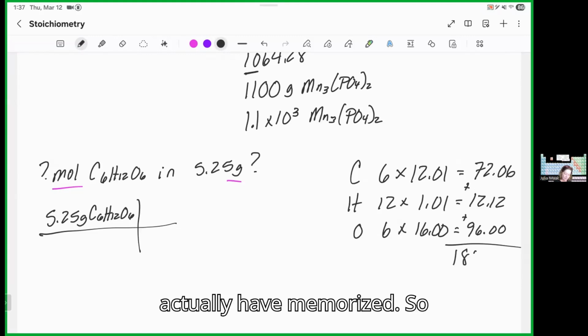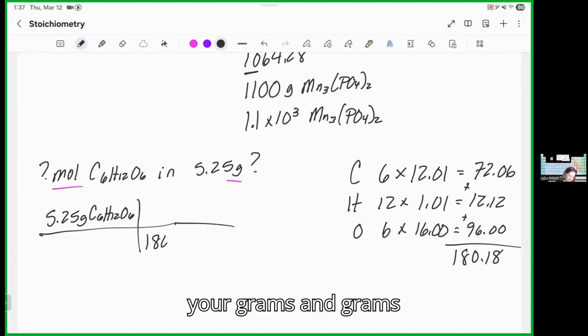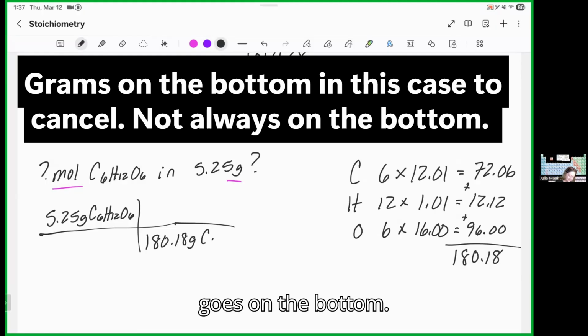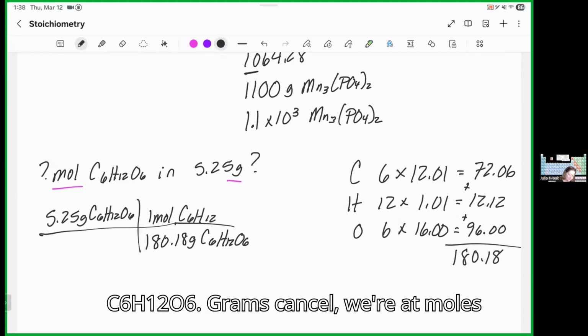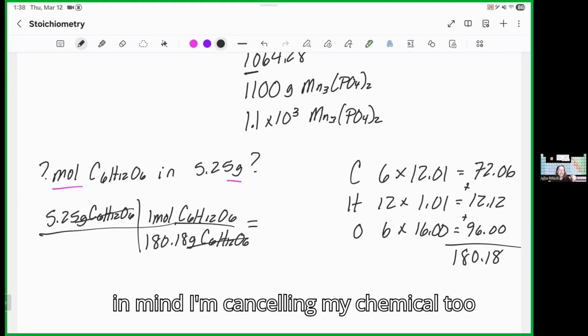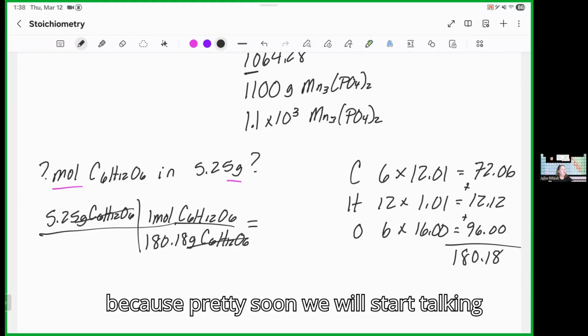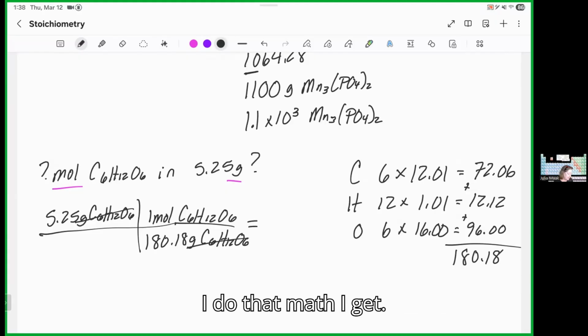So 180.18. Okay, and that's our grams because the number always goes with your grams, and grams goes on the bottom. So 180.18 grams of my C6H12O6 to 1 mole of my C6H12O6. Grams cancel, we're at moles, that's what we're looking for. And keep in mind, I'm canceling my chemical too, because pretty soon we're going to start talking about 2 different chemicals.